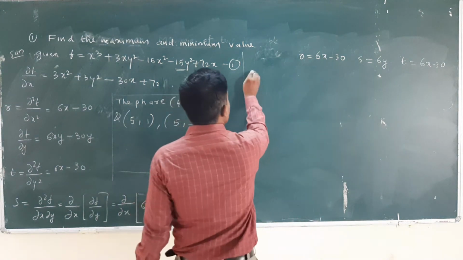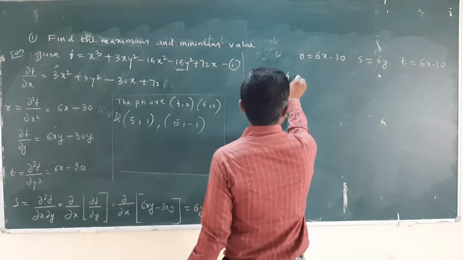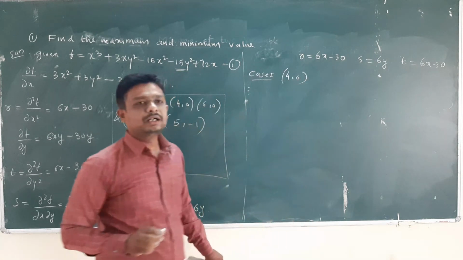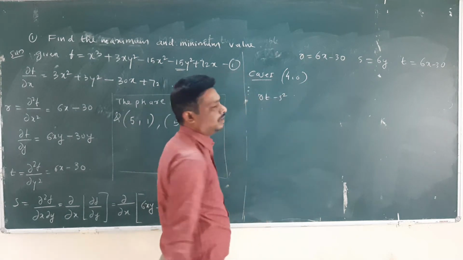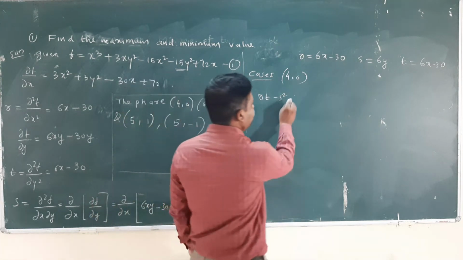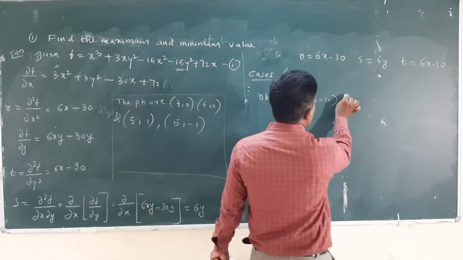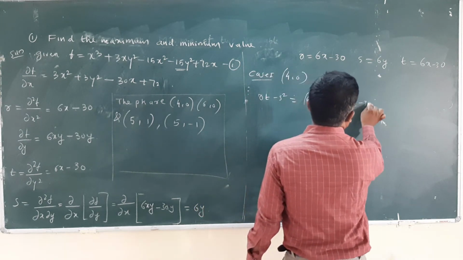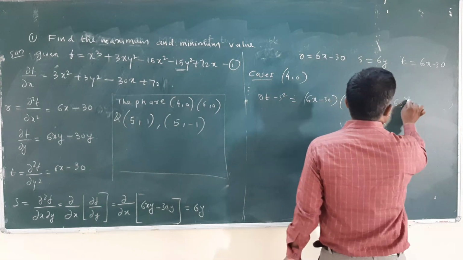Now, case number 1, first point I will take 4, 0. So I will verify rt - s². R is here 6x - 13, so this is again 6x - 13, minus s², which is (6y)².